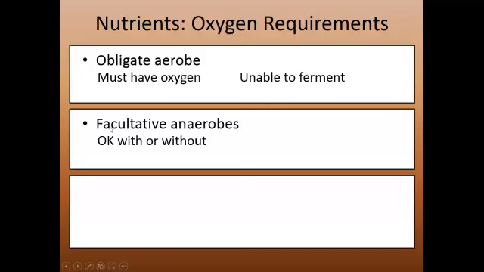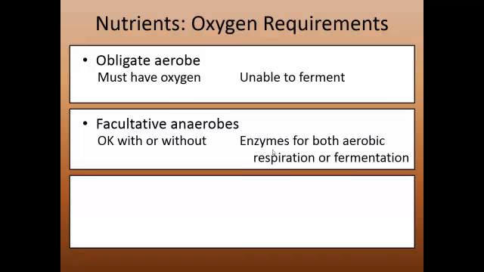So your muscle cells would fall under the category of facultative anaerobes. Another example of a facultative anaerobe would be E. coli in your gut. They're okay with or without. So they have the enzymes for both aerobic respiration or fermentation. They can go either way.